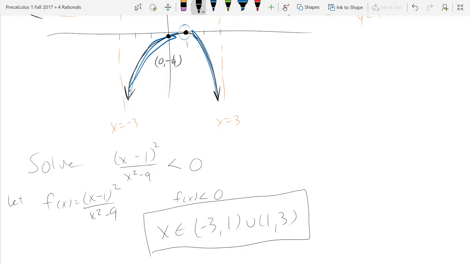So again, at 1, we're going to skip over 1 because it's on the x-axis, and our problem said less than 0, not equal to 0. The other thing to pay attention to: the vertical asymptotes are negative 3 and 3. You're never going to include those in your interval, no matter what, because those are not in the domain of the function. So you're always going to exclude your x values for your vertical asymptotes.